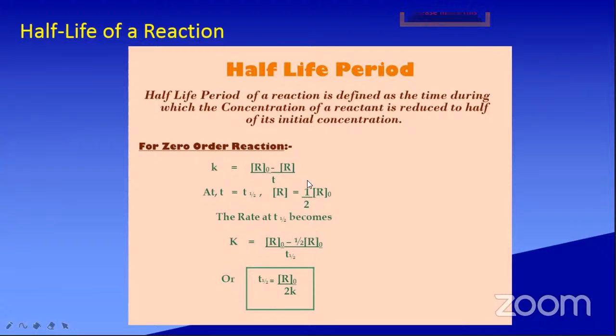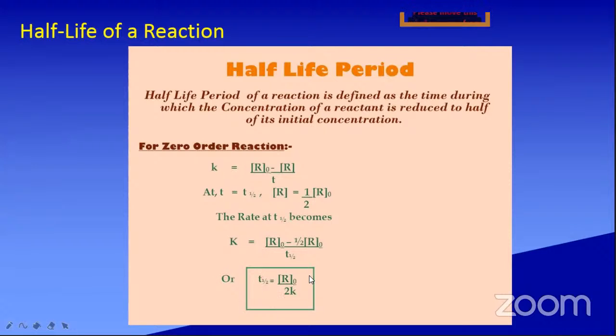So we have to substitute these two values in this equation. K equal to R naught minus R by T. So K equal to R naught minus R, where R value we have R naught by 2, by T half. By simplifying this one, R naught minus R naught by 2, then 2 gets cancelled. Then T half equal to R naught by 2K. So this is the interrelation between the rate constant K and T half.